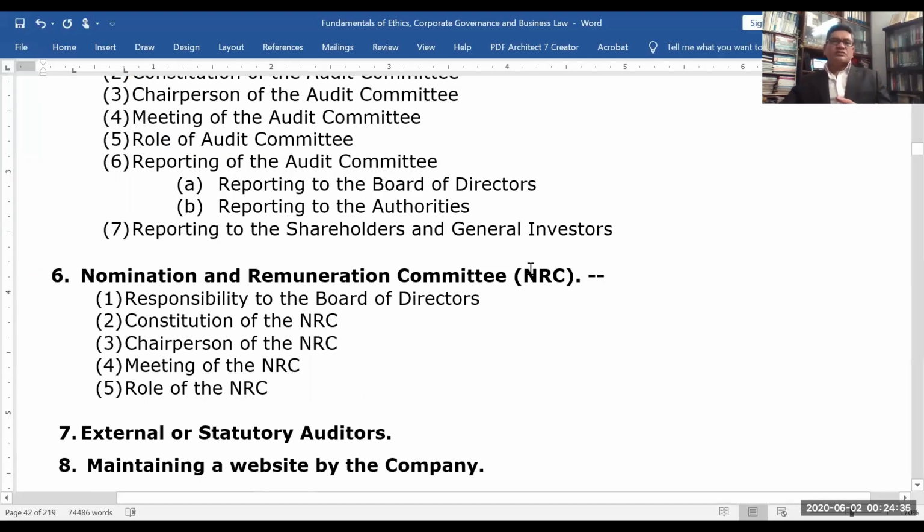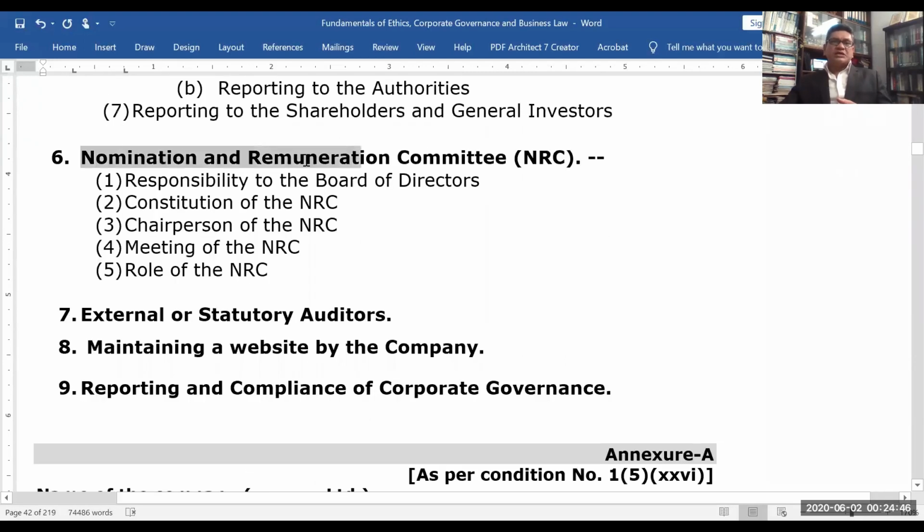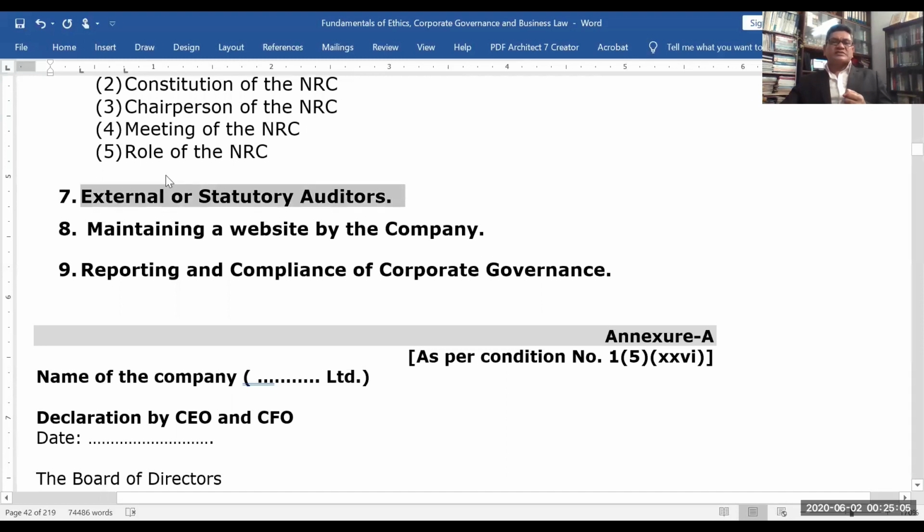And meeting of the audit committee, roles of audit committee, reporting to the audit committee, report to the board of directors, report to the authorities, report to the shareholders and general investors, and nomination and remuneration committee, NRC. So, responsibility of the NRC, constitution of the NRC, chairperson of the NRC, meeting of the NRC, role of the NRC, and external or statutory auditors, related issue, number 7. Number 8, maintenance of website by the company. And number 9, report and compliance to the corporate governance.